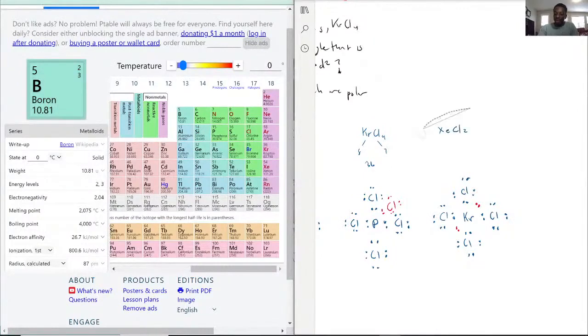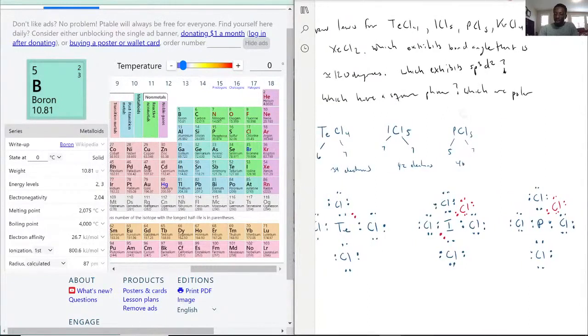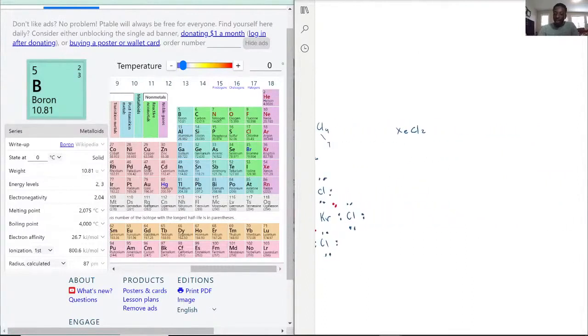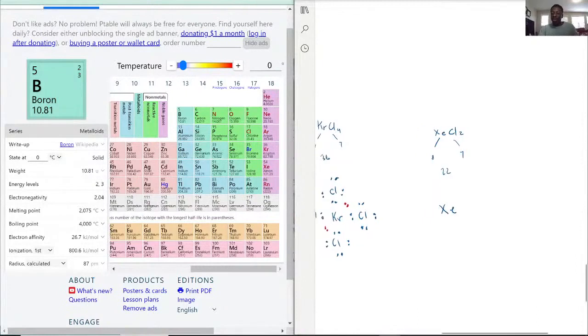Okay, so maybe I should actually move these a little bit because we want them to kind of match where they're hovering over. So this is krypton. This is PCl5. This is ICl5. Okay, so the last one is XeCl2. And that's going to be xenon in the middle again. Xenon has 8 electrons because it's on the 18th column. Chlorine still has 7. So 7 times 2 plus 8, 22 electrons we need to deal with. Thankfully, it's a lot smaller.